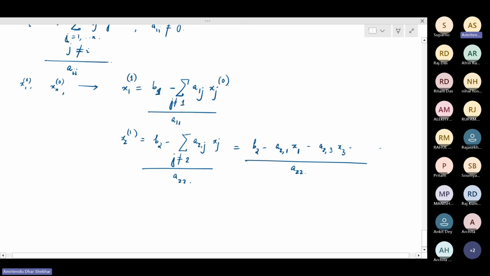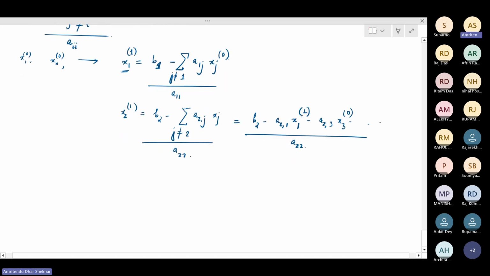But the idea is that when you are substituting for this x1, you don't actually put x0, you actually put x1. Once you have an estimate of x1, instead of putting x0 the way we put it over here, we'll actually put x1 over here, the first estimate. But for x3, x4, and the rest of the terms, we continue to use the 0th estimate.